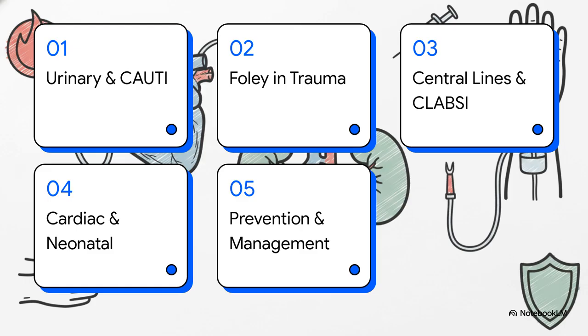All right, here's our roadmap for the day. We're grouping these complications by catheter type. We'll start with urinary catheters and CAUTI, then hit Foley contraindications and trauma, move on to central lines and CLABSI, explore cardiac and neonatal catheters, and finally wrap up with prevention and management. This structure is going to give you a rock-solid mental map for the wards and the boards.